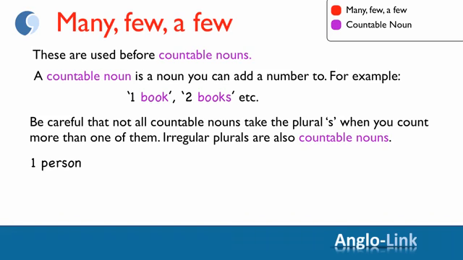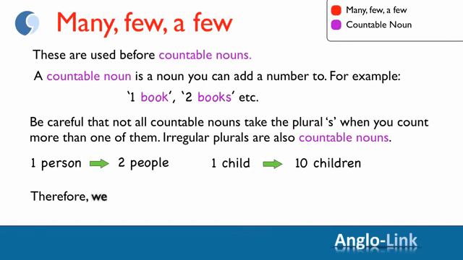For example, the plural of person is people. 1 person, 2 people. Or the plural of child is children. 1 child, 10 children. Therefore, we use many with words like books, people, and children.